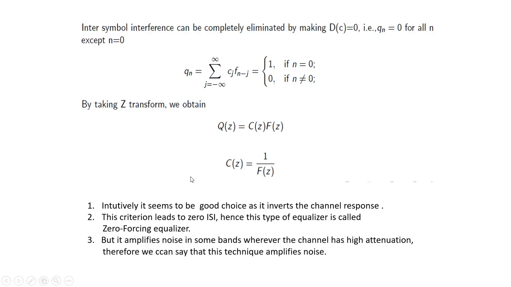But there is a drawback of this peak distortion criteria or zero forcing equalizer. For example, if the signal is passing through the channel, in some bands the channel response can be very bad. That means there is a lot of attenuation in some bands. Now, if the attenuation levels are very high in certain bands, and we have selected an equalizer which just does the inversion of the channel response, then wherever the channel response is very bad, the inversion will be a large amplification. So the noise will also be amplified. That's the drawback of the zero forcing equalizer: it amplifies noise in some bands wherever the channel has high attenuation. Therefore, we can say that this technique amplifies noise.